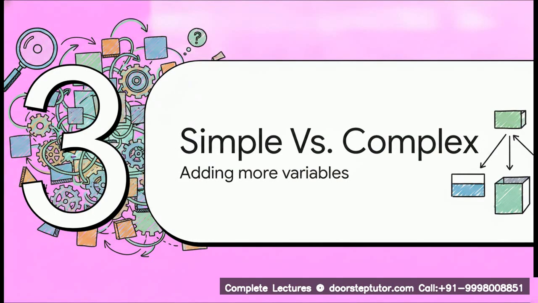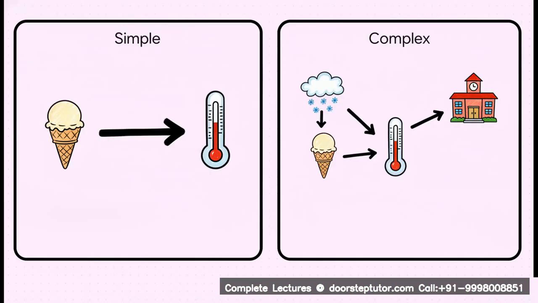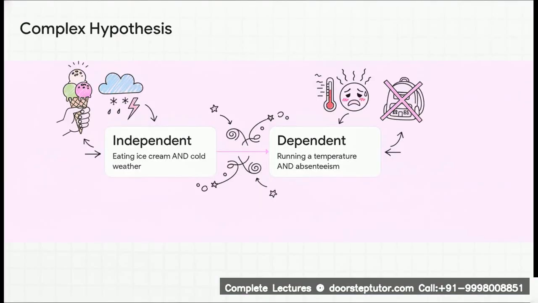That brings us to section 3, simple versus complex. A simple hypothesis keeps things super clean. You've got exactly one independent variable and one dependent variable. Eating ice cream leads to a temperature. Very straightforward, right? But as we all know, the real world is rarely that clean. And that brings us to the complex hypothesis, which deals with two or more independent variables interacting with two or more dependent variables.